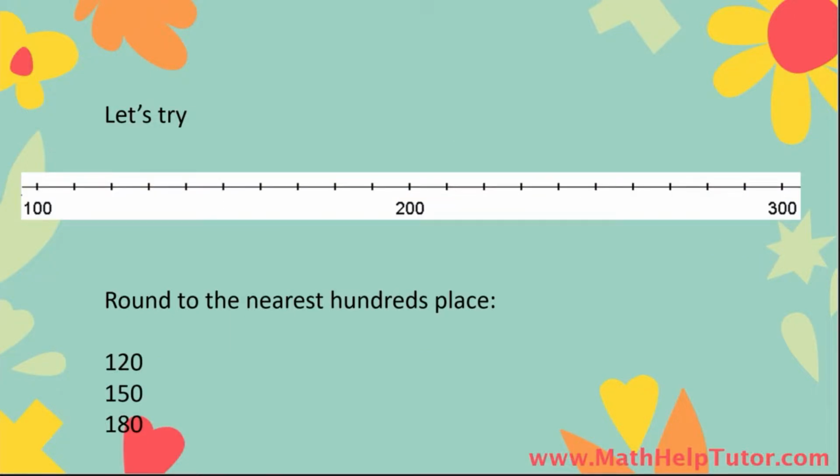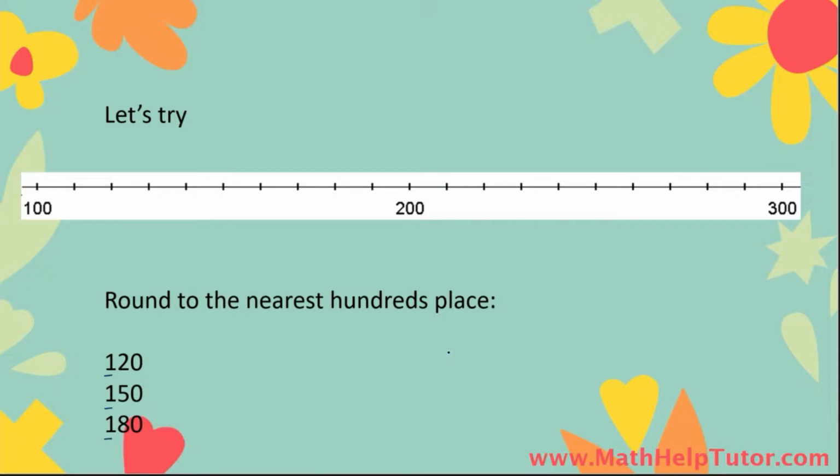Let's now round some numbers to the nearest hundred. Let's round numbers 120, 150, and 180 to the nearest hundreds. So let's first determine the current hundreds place value of these numbers. So you see that these are ones, these are tens, this is our hundreds place.